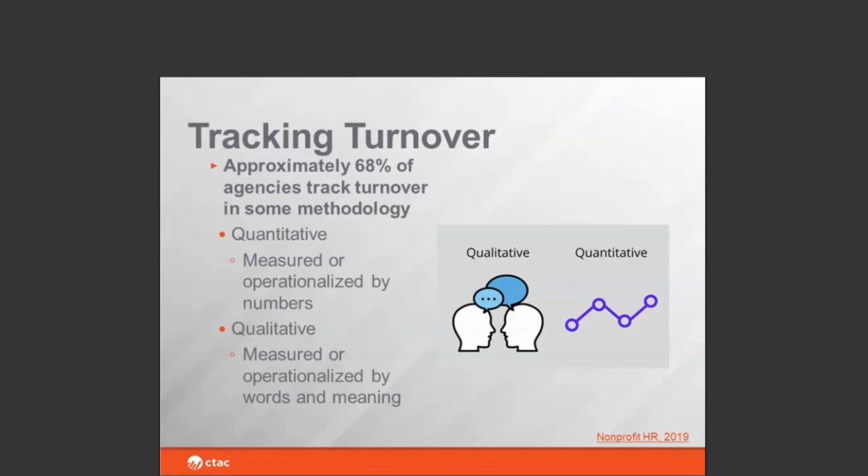So, in training 1, we provided a tool to assist in tracking the cost of turnover, as well as a formula for calculating turnover. Research suggests that about 68% of agencies track turnover in some method or form. Most use some form or mixture of quantitative measures, which are measures defined or operationalized by numbers, or qualitative measures, which are operationalized or defined by words or meaning.